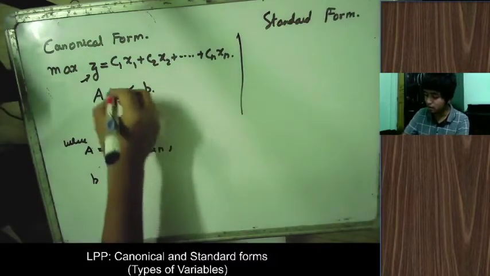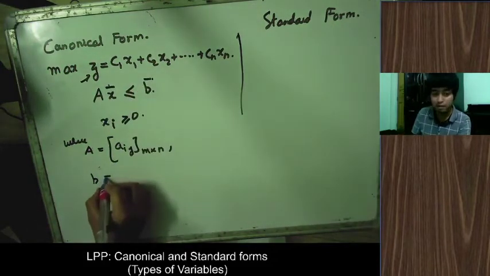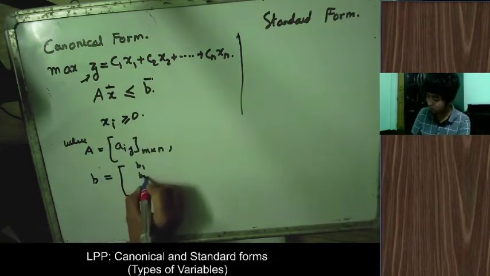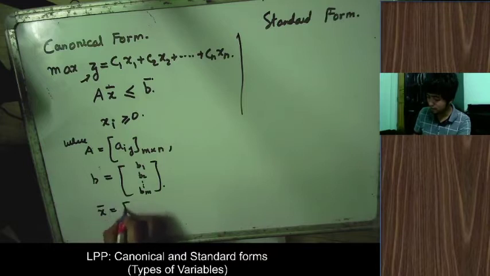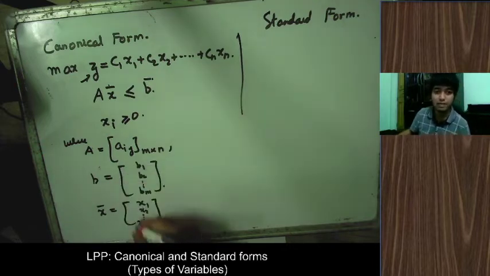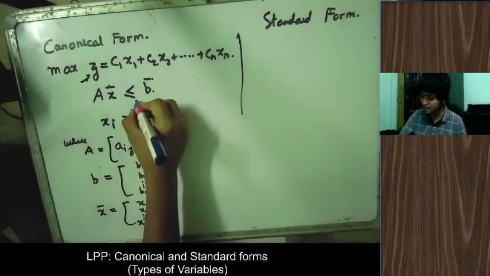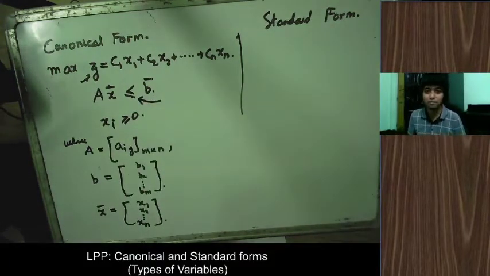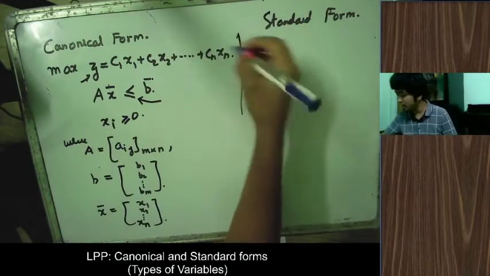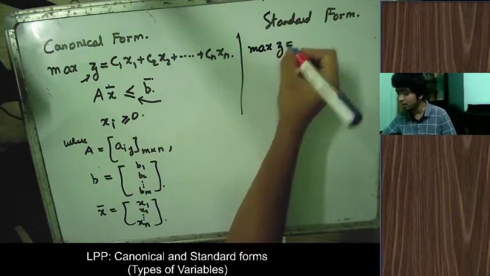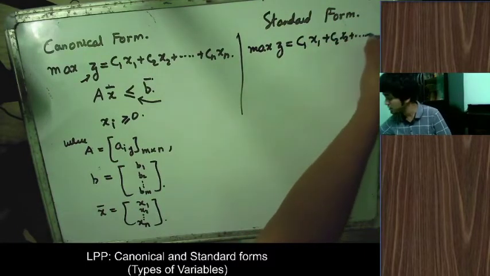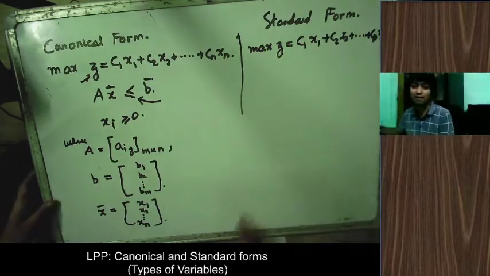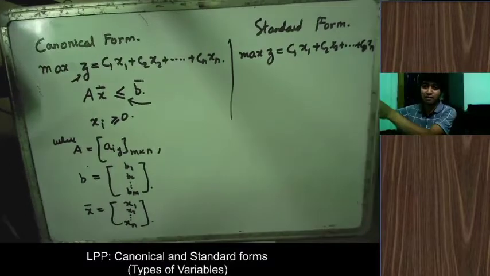B is the vector B1, B2 up to Bm, and X is the vector X1, X2 up to Xn. So we have to always write it in this way. The main thing is this one should be less than or equal to. Whereas for a standard form, again, it should always be a maximization problem. I will provide the notes. c1x1 plus up to cnxn, so we are having something like this.